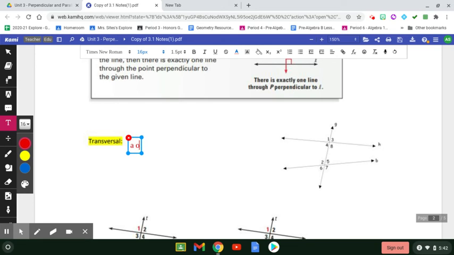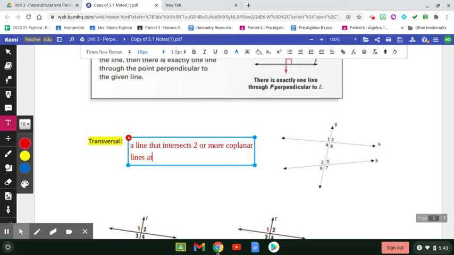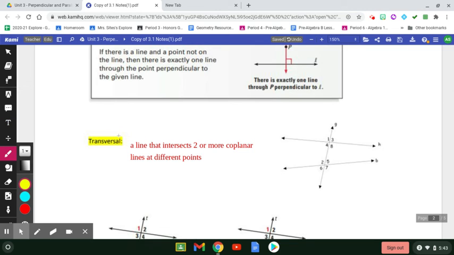It's called a line that intersects two or more coplanar lines at different points. So take some time to write that down. A transversal is a line that intersects two or more coplanar lines at different points. So again, in this diagram, this would be our transversal, line G.